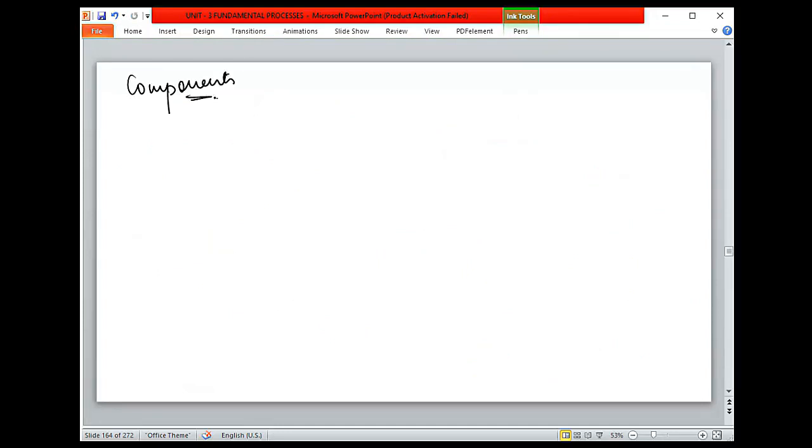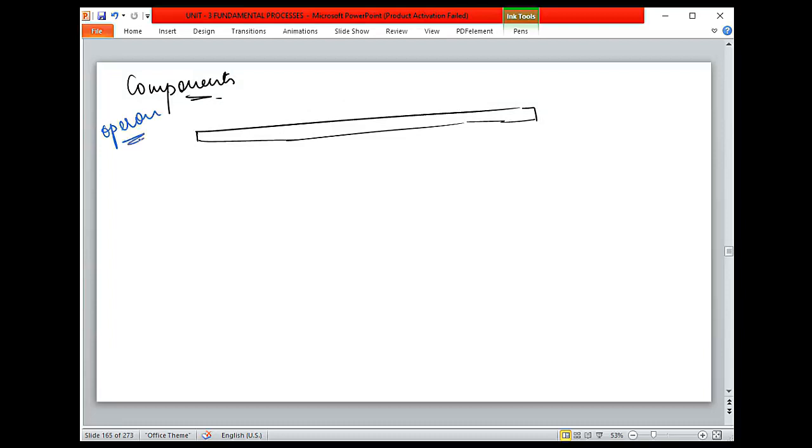We have a number of components of an operon. Let's say this is your one unit, the entire DNA. On this DNA we're talking about one specific operon. It would have one promoter, an operator, and the structural genes. In addition, we also have the regulatory gene as well.